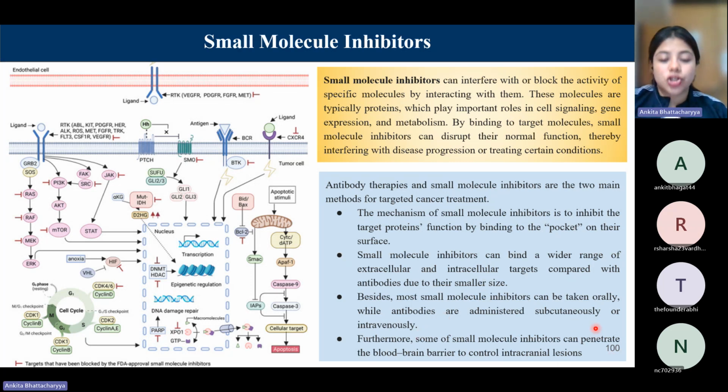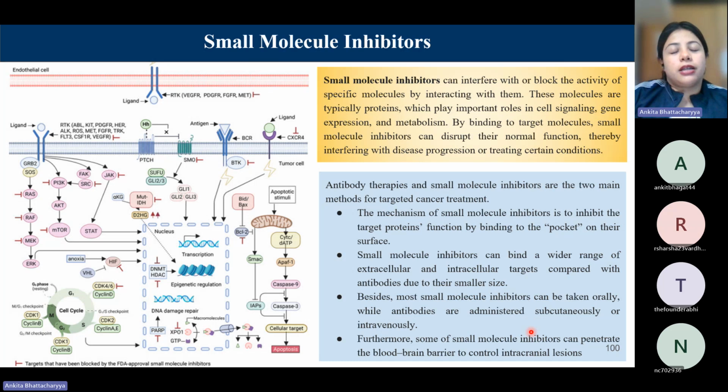Also, one major advantage is, I think I had introduced the blood-brain barrier in the last class. So this is actually one major advantage of small molecule inhibitors as well, the fact that they are able to breach or penetrate through the blood-brain barrier, and they can control intracranial lesions as well. Intracranial lesions, as in any sort of mass which may be formed within the cranium, within the brain, or within the head, can often be accessed by small molecule inhibitors or any entity which is very small in size.